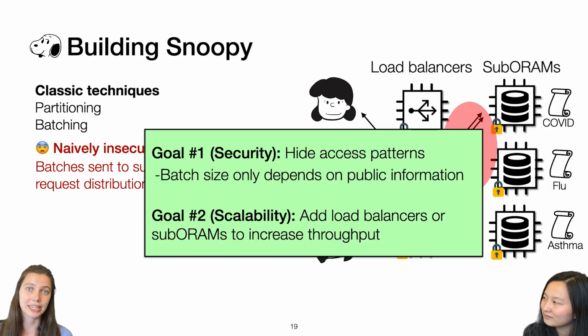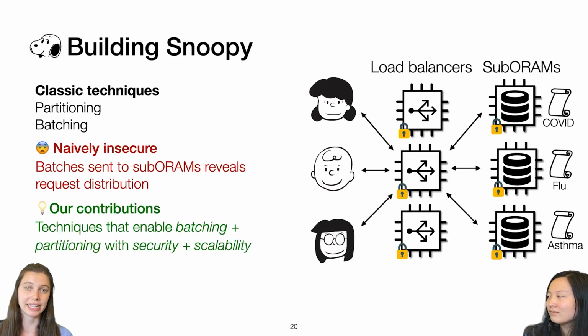So we have two key goals. The first is security, so we want to hide the access patterns. If we're using batching, this means that the batch size should only depend on public information that's known to the attacker. The second requirement is scalability. So if we add load balancers or sub-ORAMs to the system, we should be able to increase the overall system throughput. So in Snoopy, we contribute techniques that enable batching and partitioning with security and scalability.